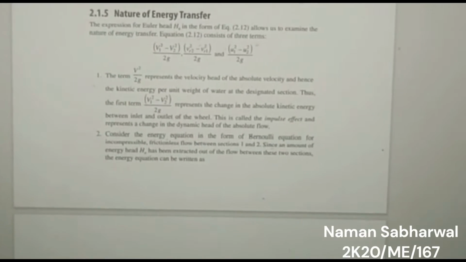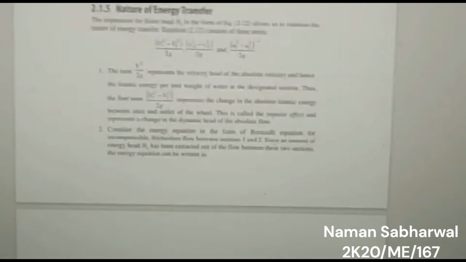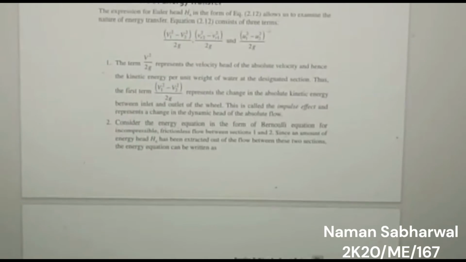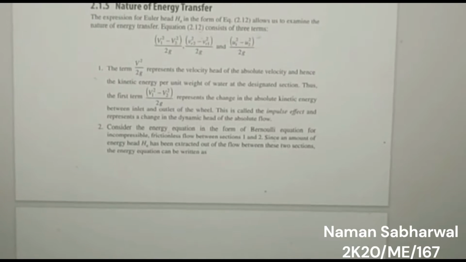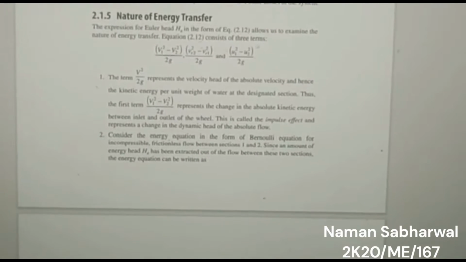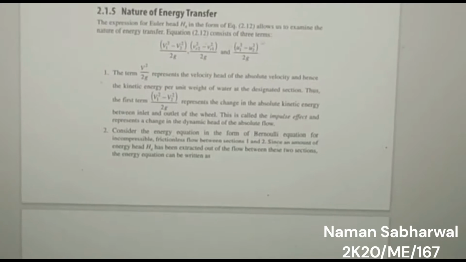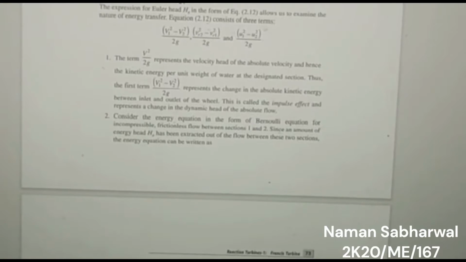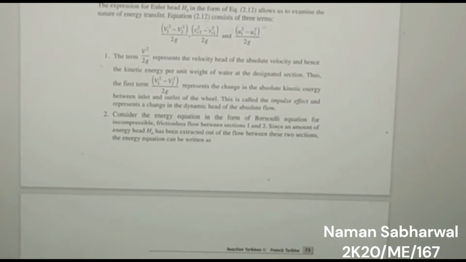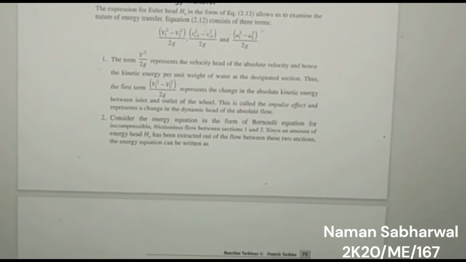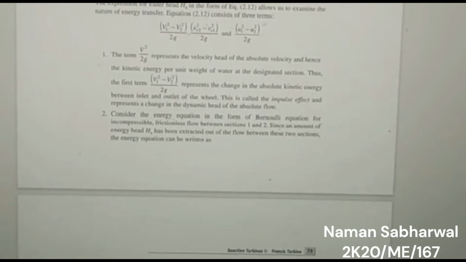The expression for Euler head HE in the form of 2.12, which we have discussed previously, is given as follows: V1 square minus V2 square divided by 2G, and VR2 square minus VR1 square divided by 2G, and U1 square minus U2 square divided by 2G. Now we all know that V square by 2G represents the velocity head of the absolute velocity. Therefore, it is nothing but kinetic energy per unit weight of water in a designated section. Thus, the first term V1 square minus V2 square represents change in absolute kinetic energy between inlet and outlet of the wheel. This is called the impulse effect.